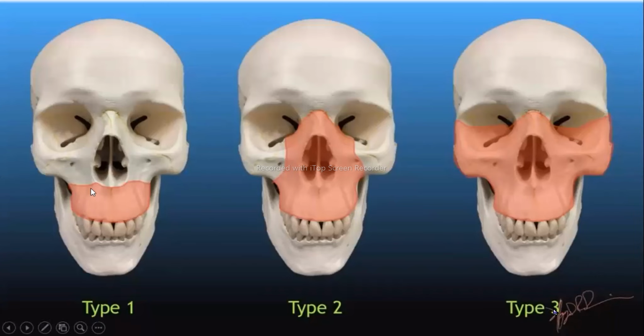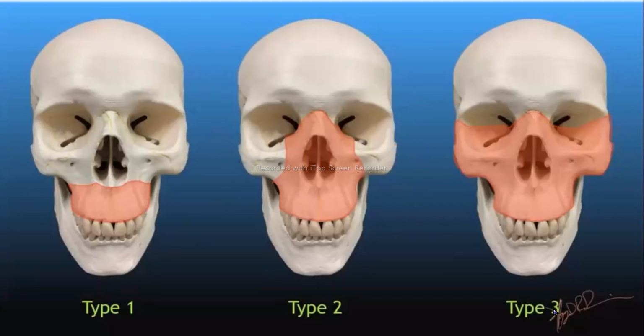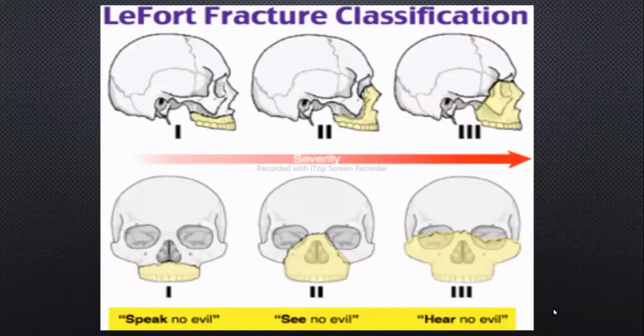So this one involves the maxilla, this one involves the nose, this one involves the eyes, the orbital. Okay. Daniel, what is this? See no evil, speak no evil, hear no evil. It's like helping you to memorize. Okay, it's not important, just to memorize the shape.